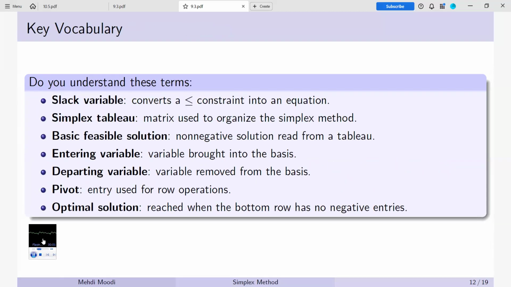These are the key terms you should know well. They are the vocabulary of the Simplex method, and they come up again and again in examples and exams. If these words make sense, the whole method feels much less scary.